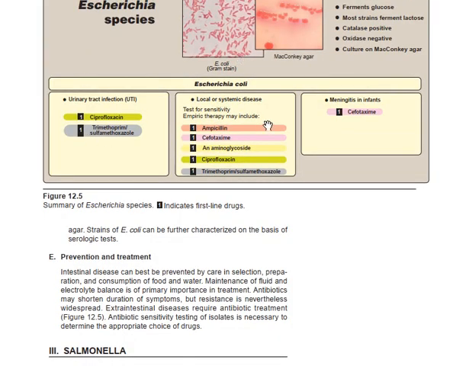So these are the antibiotics used for the different Escherichia coli infections. For urinary tract infection caused by Escherichia coli, the first line is ciprofloxacin, and the second line is trimethoprim-sulfamethoxazole. Now, the next is local and systemic disease. If you have a bacteremia caused by Escherichia coli, for the first line you can use ampicillin, or cefotaxime, or an aminoglycoside, or you can still use ciprofloxacin or trimethoprim-sulfamethoxazole. All these can be used as empiric therapy for the first line.